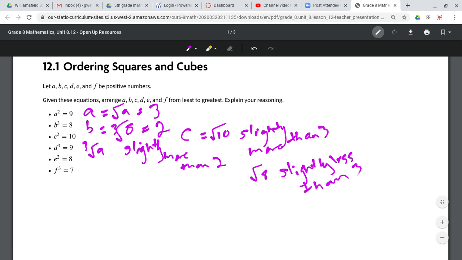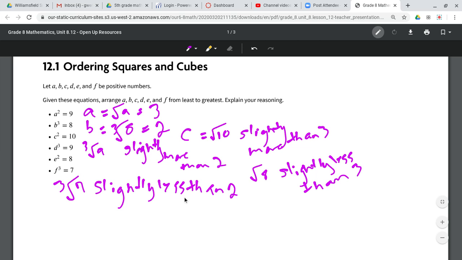And last but not least, we have f to the third power equals 7. So we're taking the third root of 7. And so if we look back up here, b, the third root of 8, was 2. Well, 7 is just below 8, so that means this should be slightly less than 2. Now, with all of these values, we can now place them in order from least to greatest.